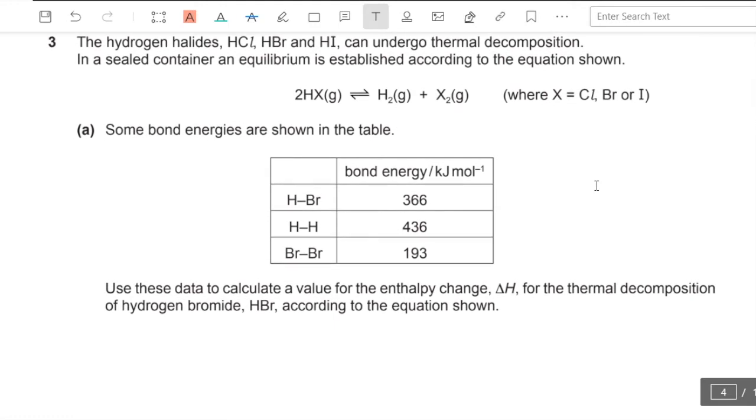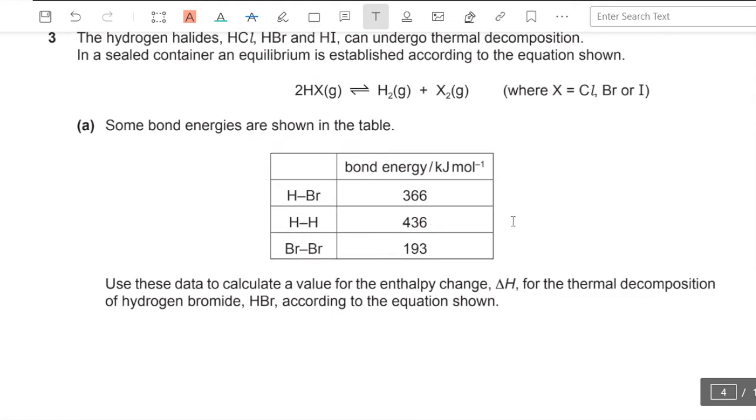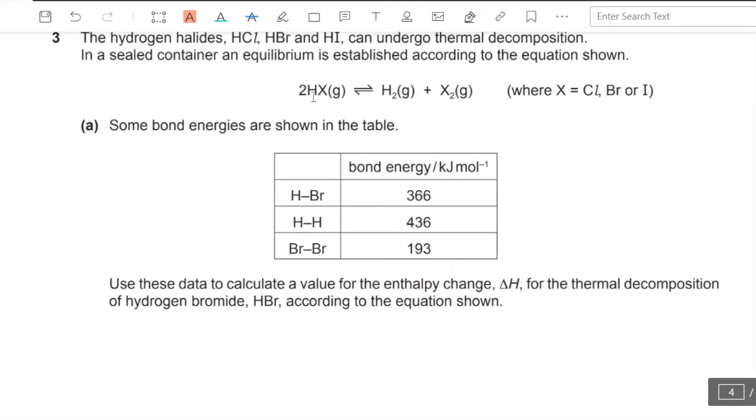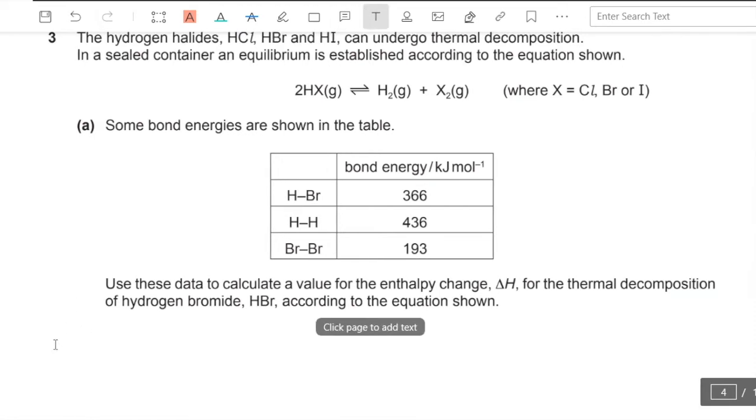Use the data to calculate a value for enthalpy change for the thermal decomposition of hydrogen bromide according to the equation shown. What happens in the reaction is that the bond between hydrogen and bromine in this case is broken down, and the bonds between hydrogen atoms and between bromine atoms form, and that is what you're supposed to use for the calculation part in here.